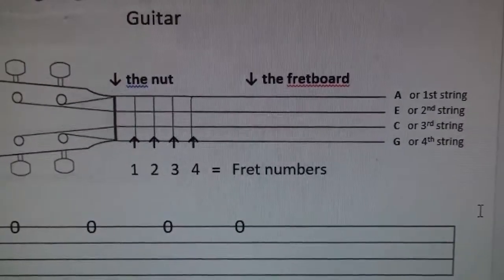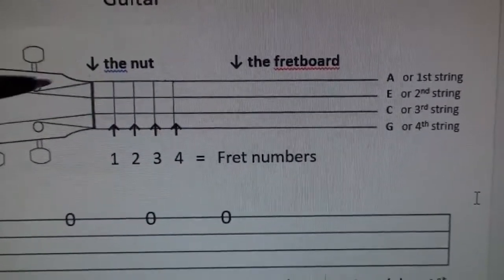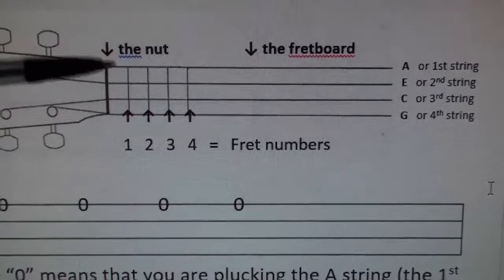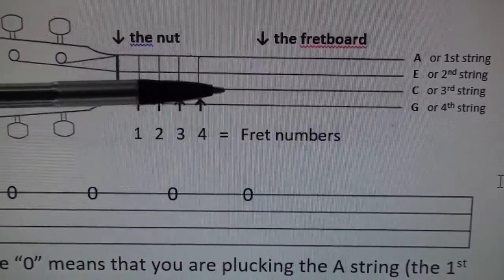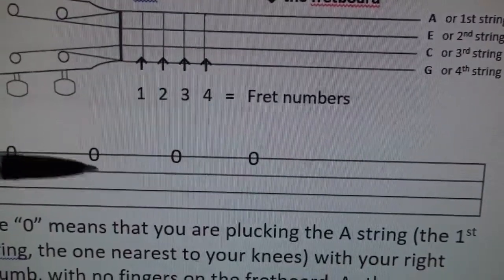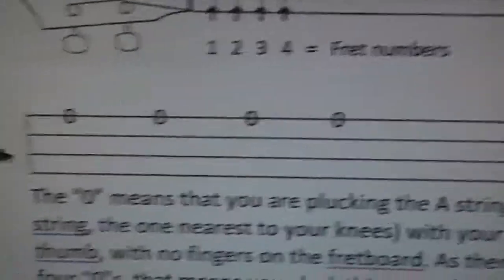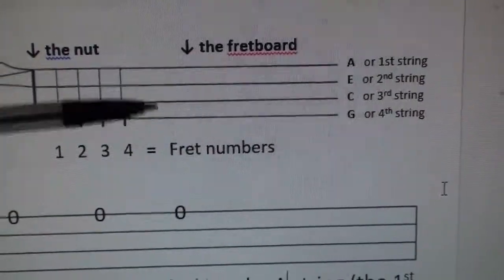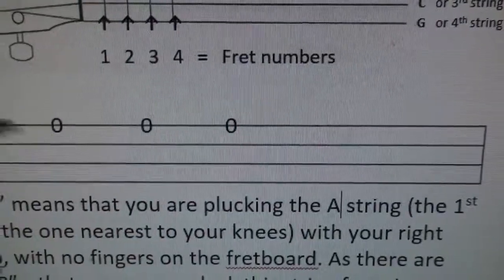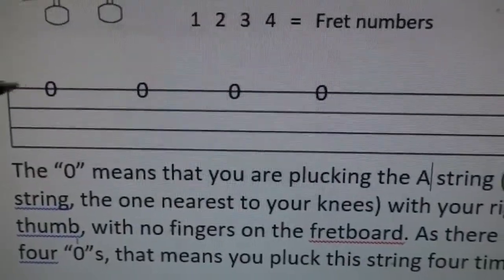So now that we've established the basics, the important thing to learn here is that these lines, which represent the strings, is basically what tab is all about. So these lines here are exactly the same as those there, and they're just literally representing the strings of your instrument.